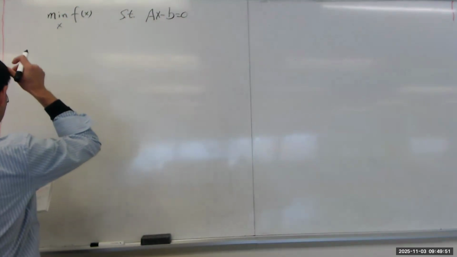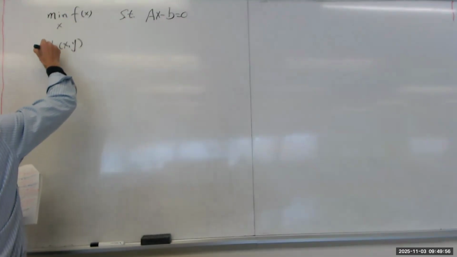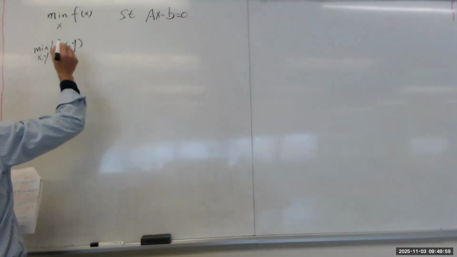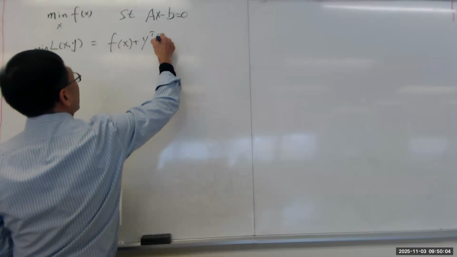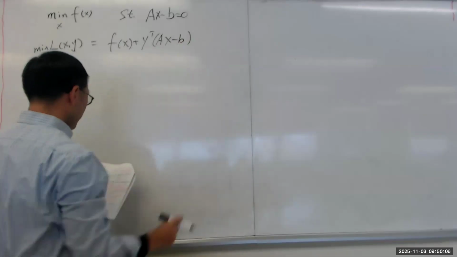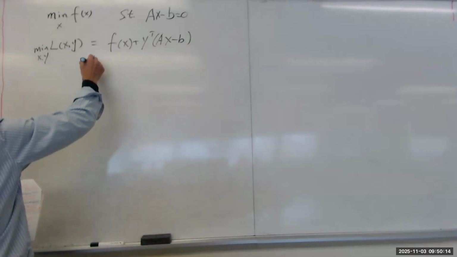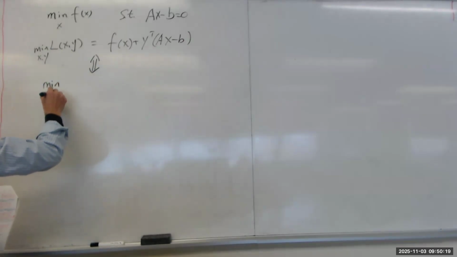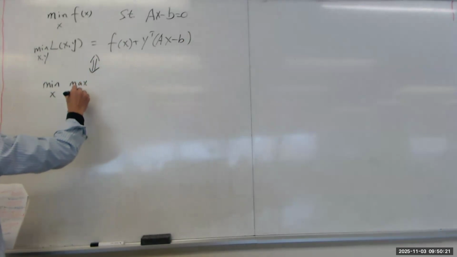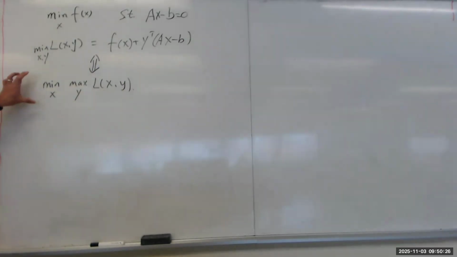Now our Lagrangian function L(x, y) is equal to f(x) plus y transpose (Ax minus b). Now this is a Lagrangian function. I would say this problem is equivalent to a minimax problem: minimize over x, maximize over y of L(x, y). I will say this is a minimax problem.